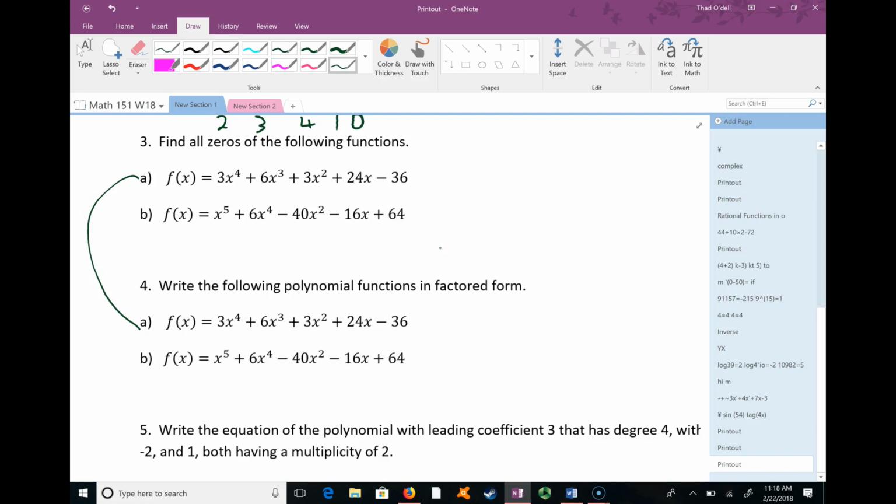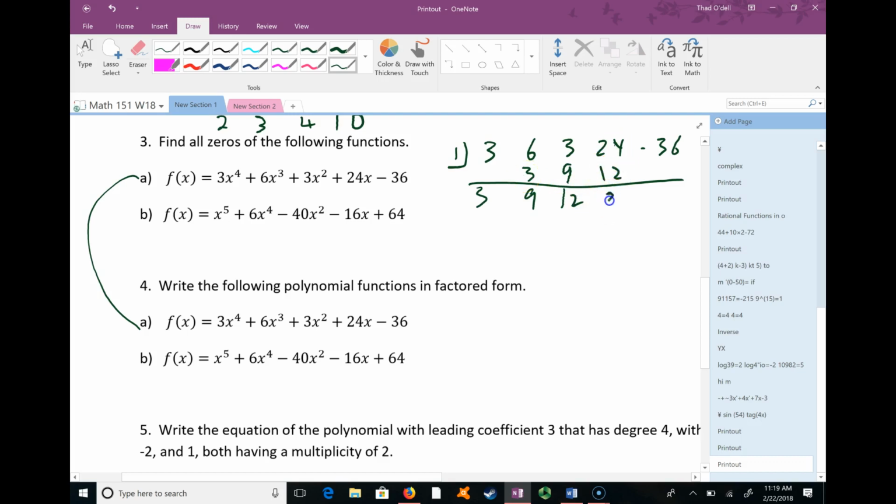The idea here is you would plug this into your calculator and see if you can get some easy, obvious x-intercepts that would be zeros. I did that and found out that 1 is a possible one. So I put a 3, a 6, a 3, a 24, and a -36. Just taking those numbers, bring down the 3. 3 times 1 is 3. 3 plus 6 is 9. 1 times 9 is 9. 9 plus 3 is 12. 1 times 12 is 12. 12 plus 24 is 36. And 1 times 36 is 36. And I get 0. Good, that's what I thought.